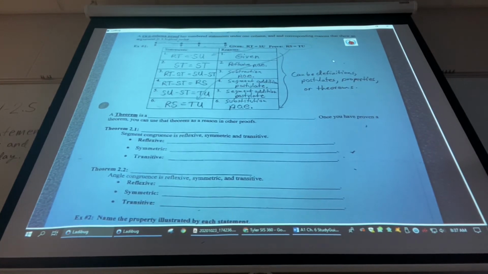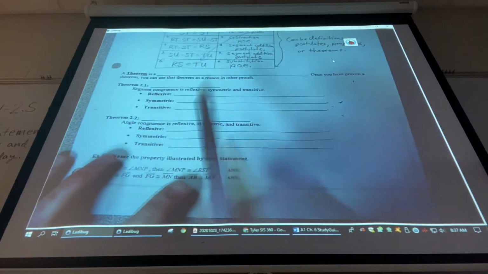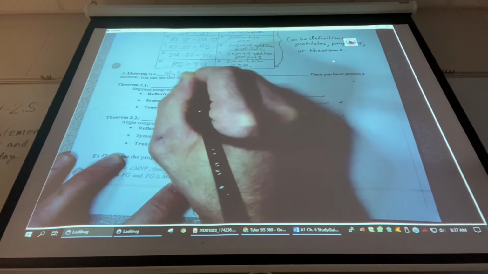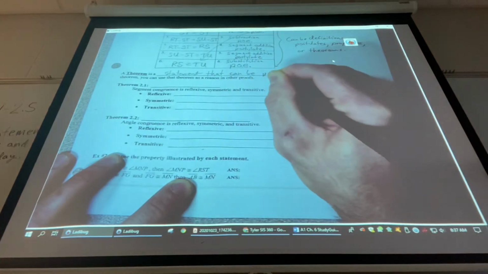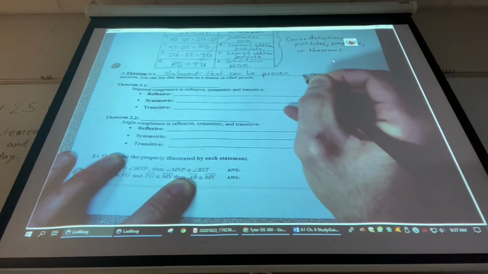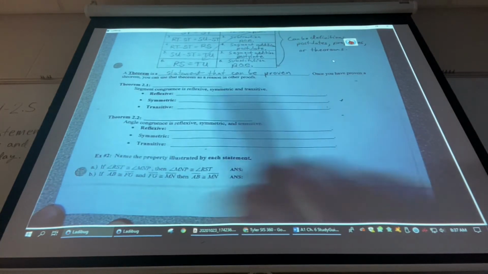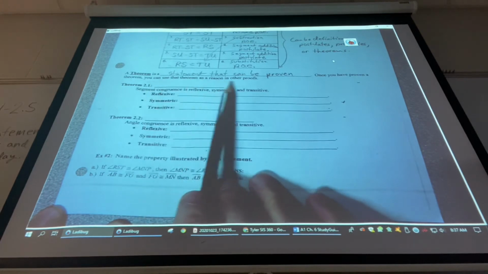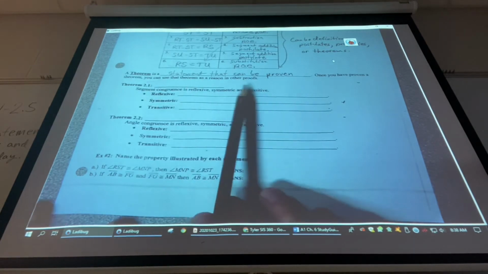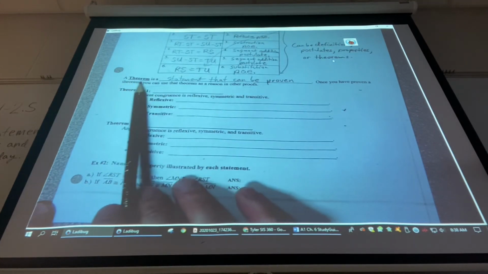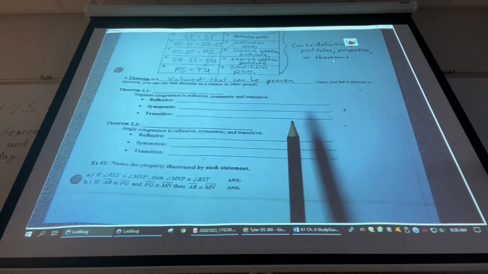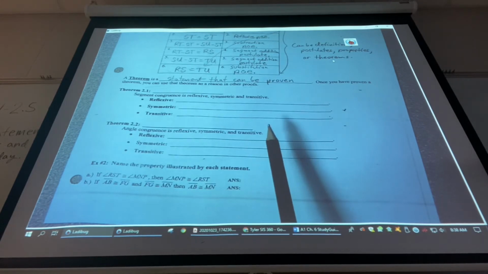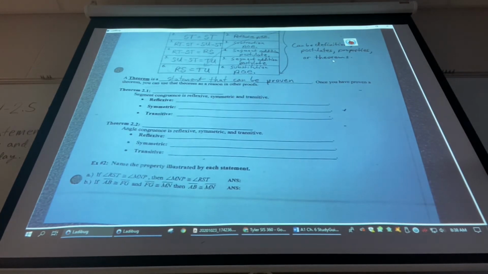Well, let's talk about what a theorem is. A theorem is a statement that can be proven. So here's the interesting thing. Once you have proven a theorem, you can use that theorem as a reason in other proofs. Some theorems are so common that you're expected to use them and know them right away. If you don't accept them as true, it's difficult to move forward because you have to list everything out.